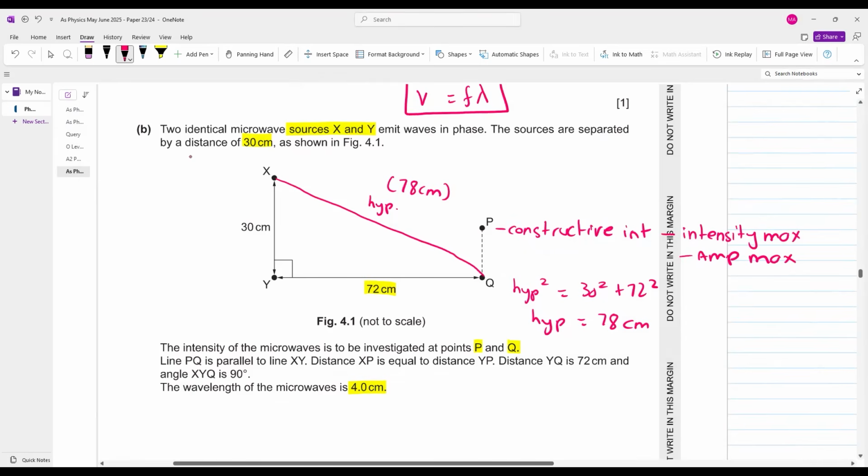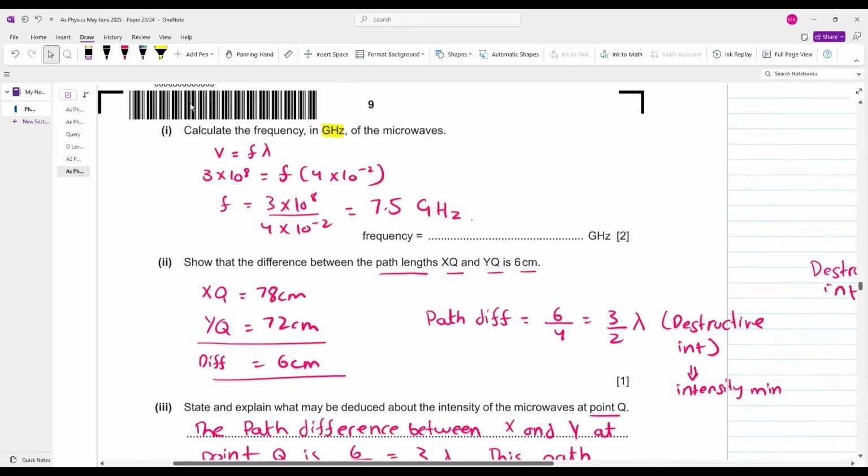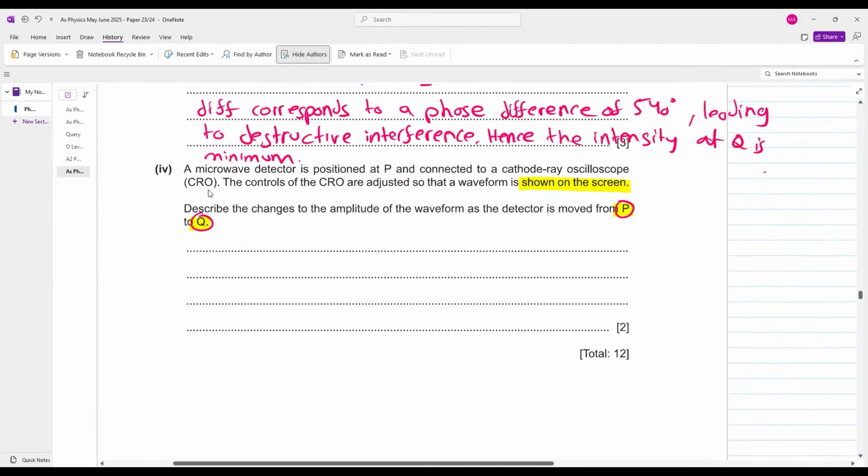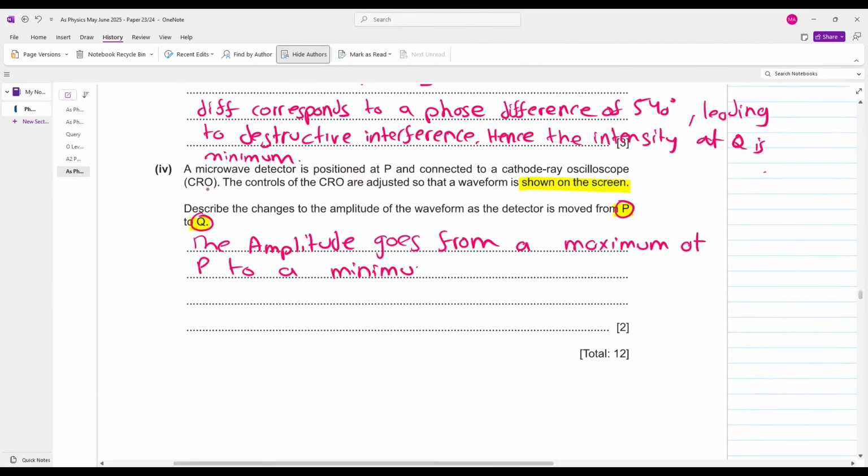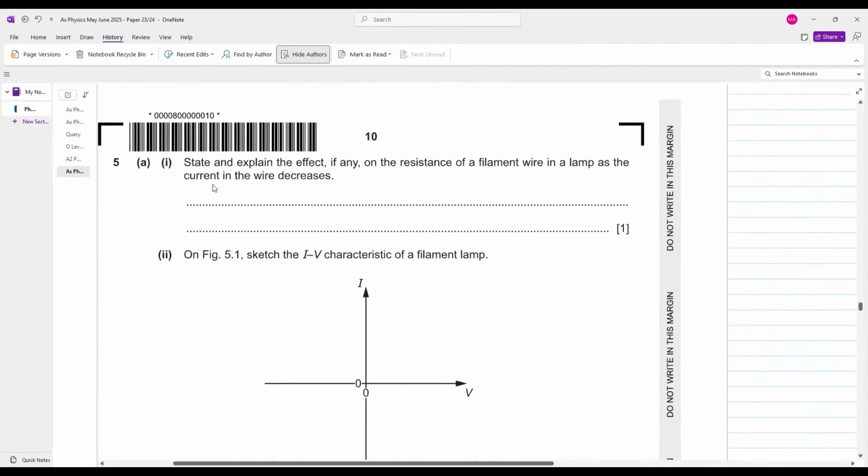Destructive interference. At Q, you will have an intensity minimum, hence an amplitude minimum. So you can say the amplitude goes from a maximum at P to a minimum at Q. Simple. Let's further move ahead.